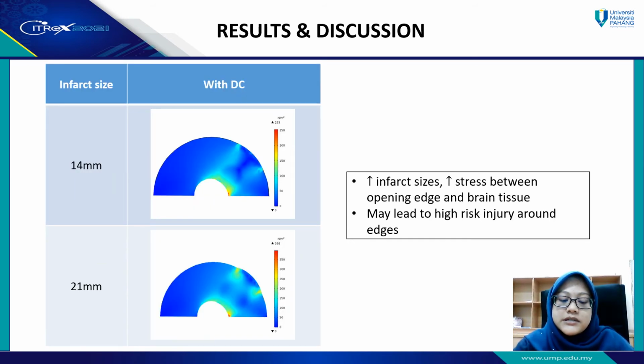However, there are some limitations that need to be considered. Even though decompressive craniectomy has reduced the level of intracranial pressure in the brain, it might also contribute to some complications after the surgery, such as stress that occurs between the opening and the brain tissue. As we can see in the figure here, the biggest infarct, which is 40 millimeter, has higher stress around the contact area, and this phenomenon may cause tissue injury around the area.